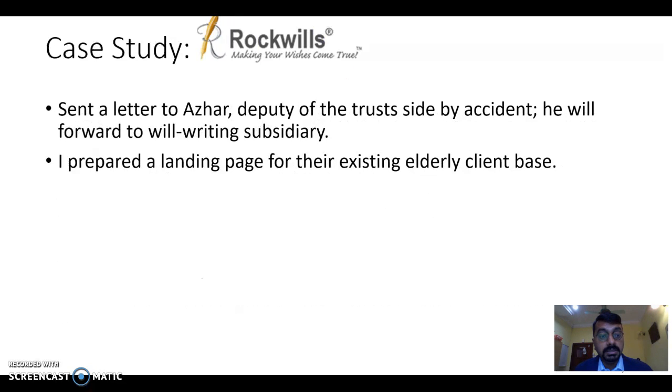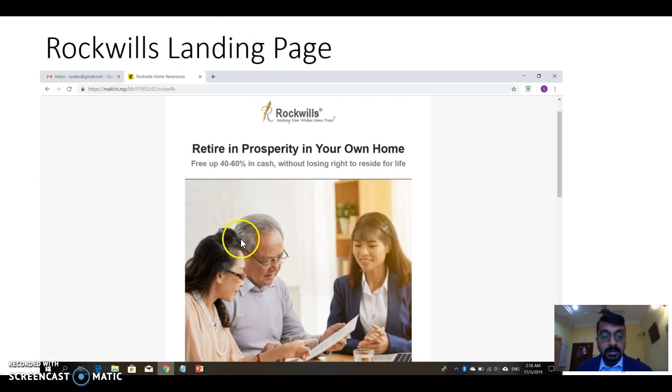So I'm just going to jump to the landing page, and this landing page is also going to be used for Rockwell's and any other will writers as well. So I've sent this landing page to the person in charge, one of the heads or the deputy CEO of Rockwell's Trust. So he's going to forward it to their will writing subsidiary, and this is how the landing page looks.